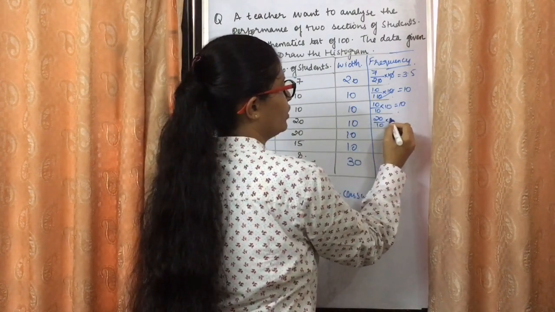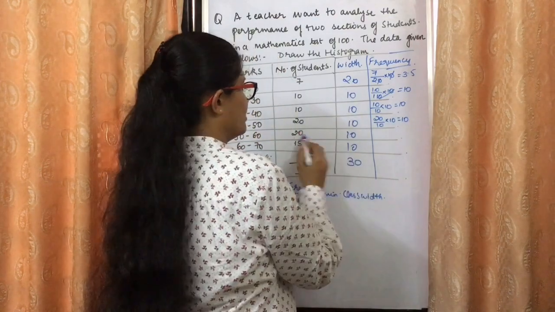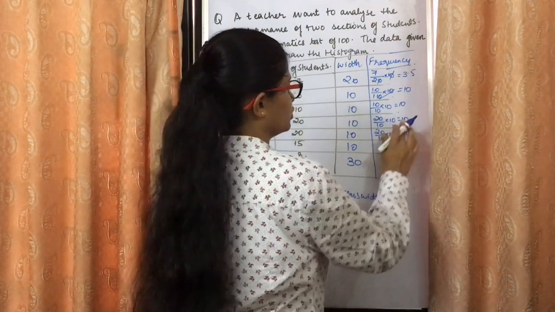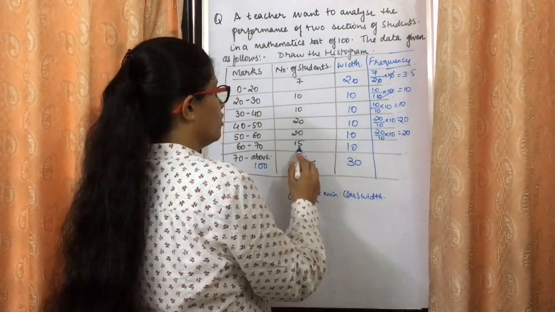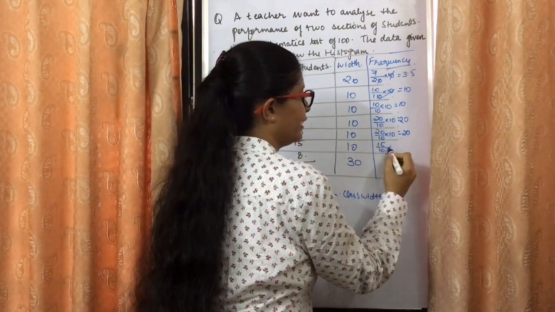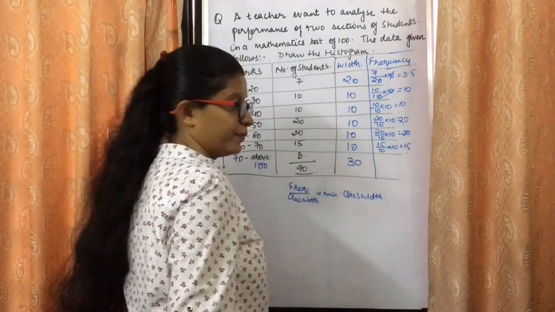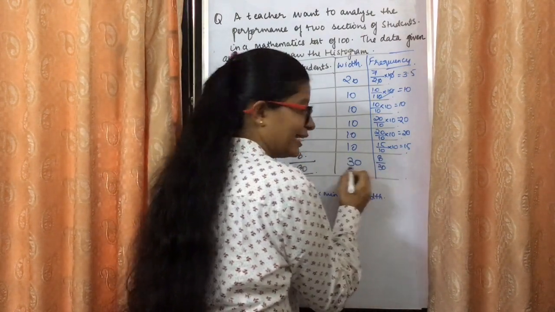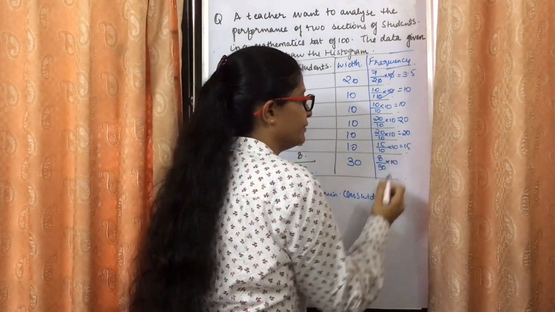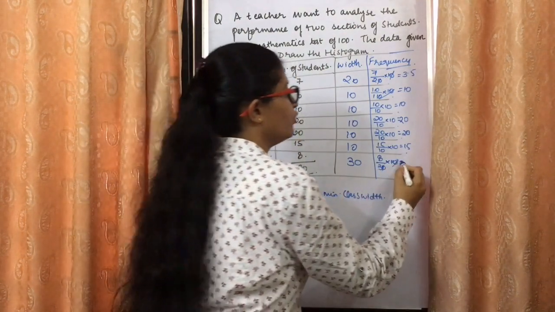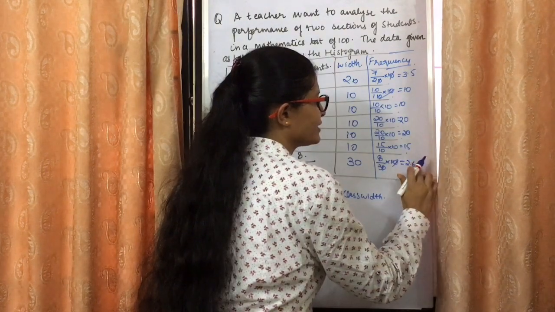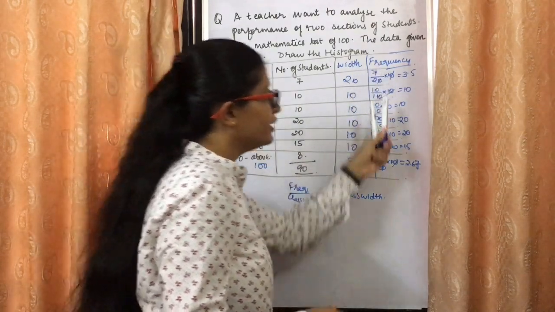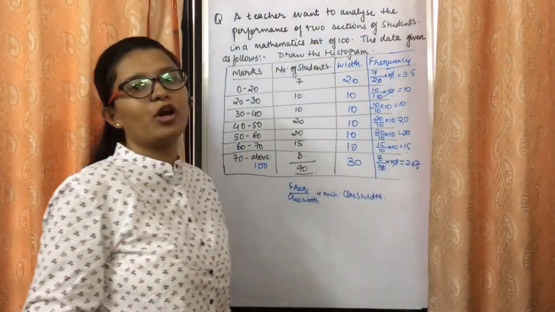20 upon 10 into 10, which remains 20. Sorry, this is 20. Now 15 upon 10 into 10, which again remains to be 15. Now this is frequency 8 upon 30 because उसकी class interval कितनी थी? 30 into 10. So 8 divided by 3 will give you 2.666. That is 2.67 we will consider. So this is a new frequency from which we are going to plot the histogram.